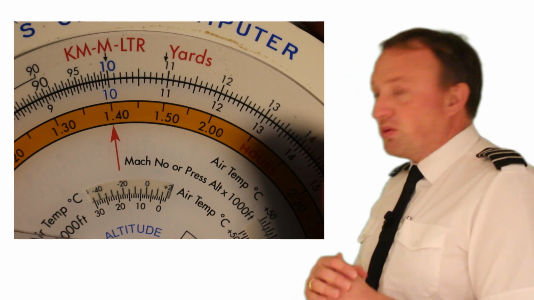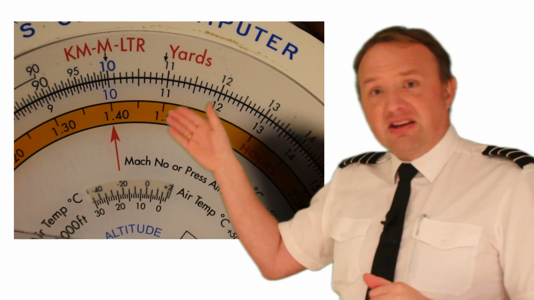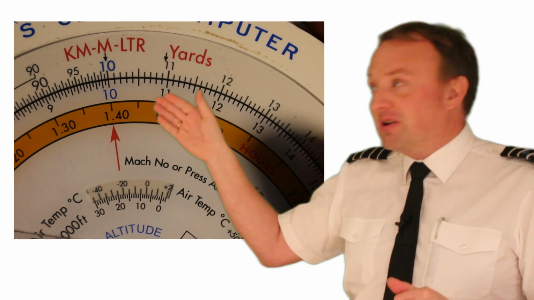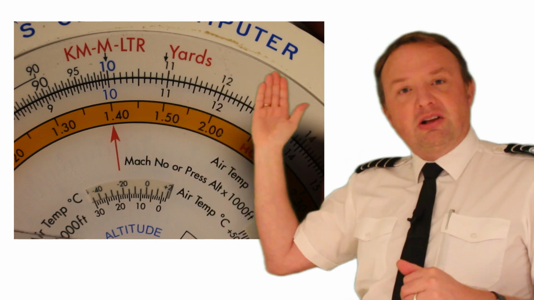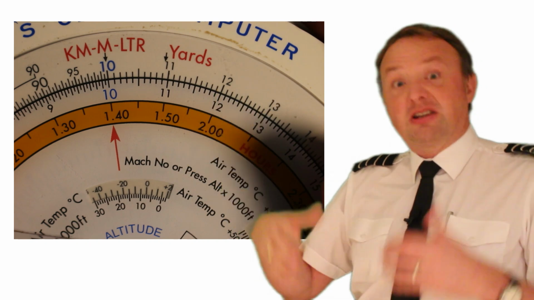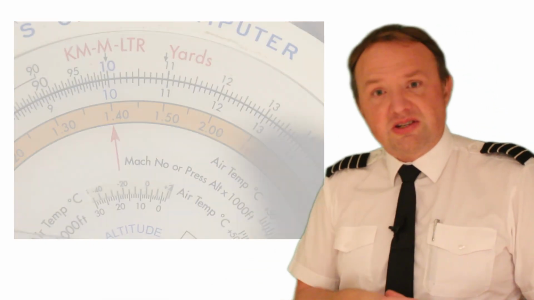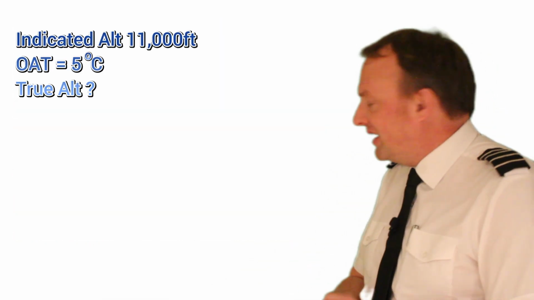If the temperature gets warmer than ISO, then the inner indicated altitude is going to line up with a higher number on the outside because our true altitude is higher than indicated. It's a warm day, this is a slightly safer condition. The opposite, of course, is also true. Let's have a look at this in action.